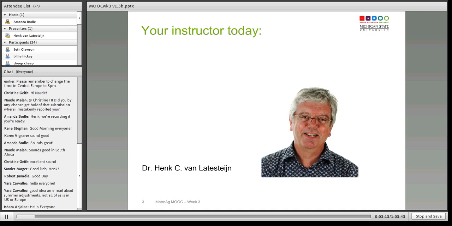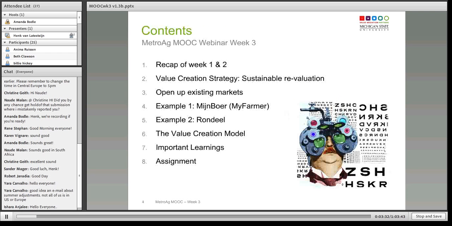Okay, what we're gonna do the next 55 minutes or so are 8 steps. Gonna start off with a recap of week 1 and 2. So where are we? Then we're gonna delve into this notion of sustainable revaluation as a value creation strategy. Come up with some mechanisms of how you do that, and 2 examples. And like last week, we're gonna shine a little light on these examples by showing you the underlying value creation models. End off with learnings from these examples, and at the end of the presentation I will show you the assignment for this week that you can use to tap in your thoughts and ideas in the forum. Okay, let's start with the recap.